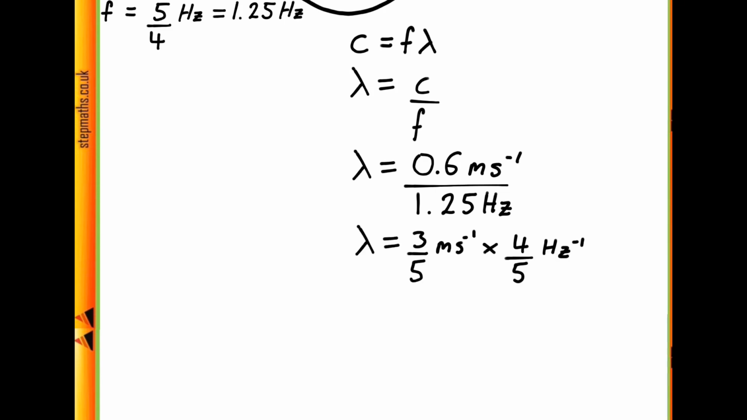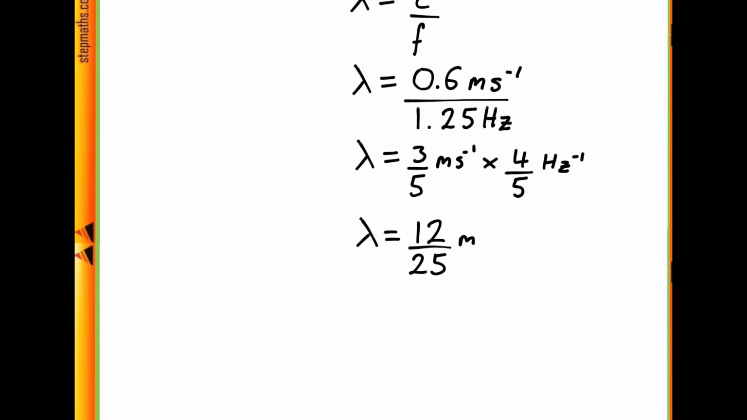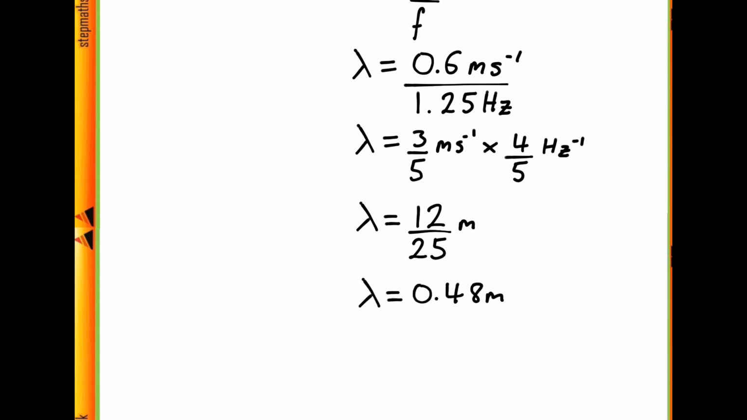So here I've just converted the speed into fractions, it's 3/5, and our value of the frequency is just 5 quarters, so because we're dividing I've just flipped that to multiply. So the wavelength is going to be 3/5 multiplied by 4/5, which gives us 12/25ths of a meter if you like, which of course we can just convert into decimals to find the wavelength as 0.48 meters. So this is going to correspond with answer C.